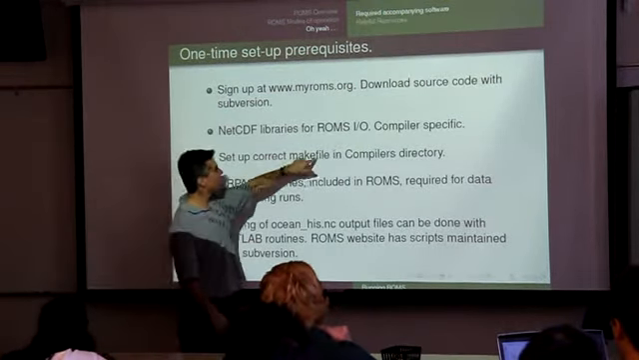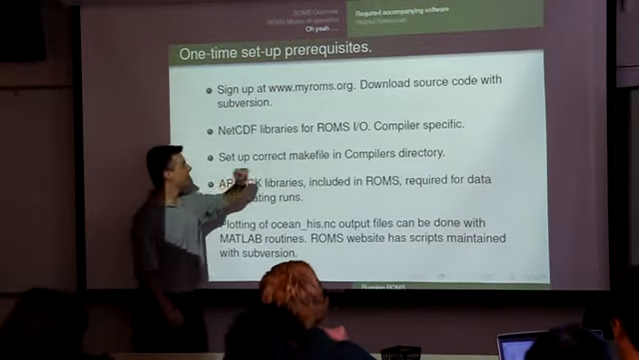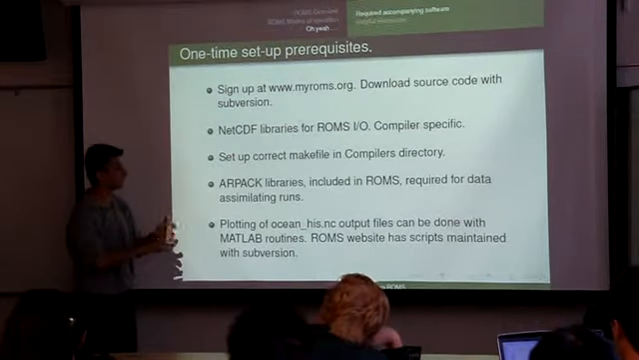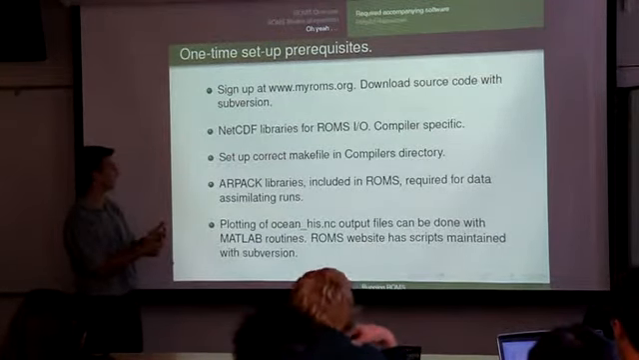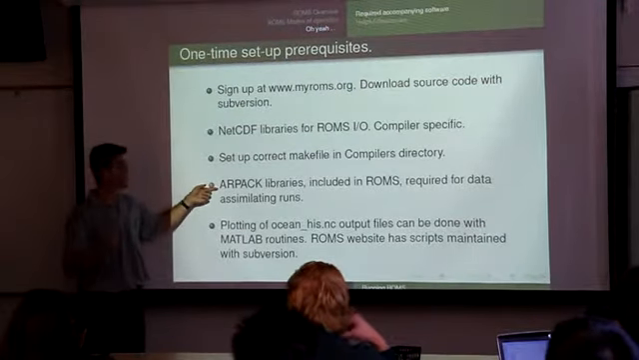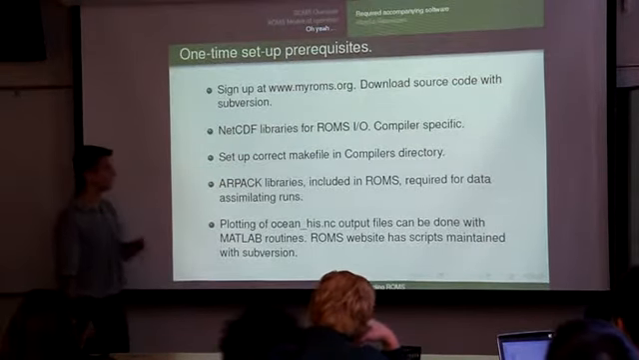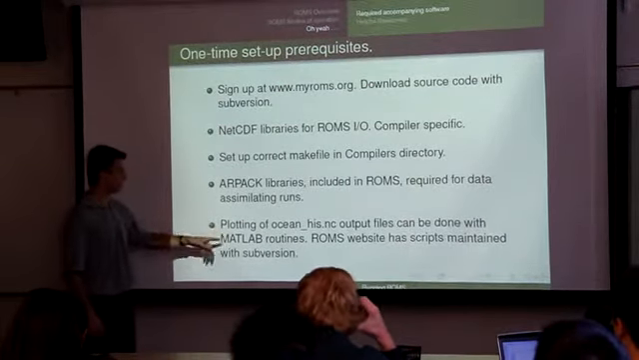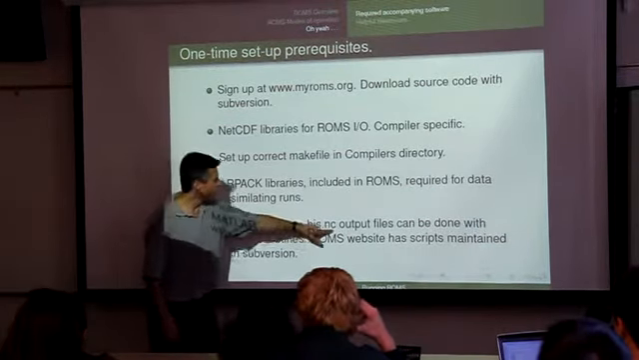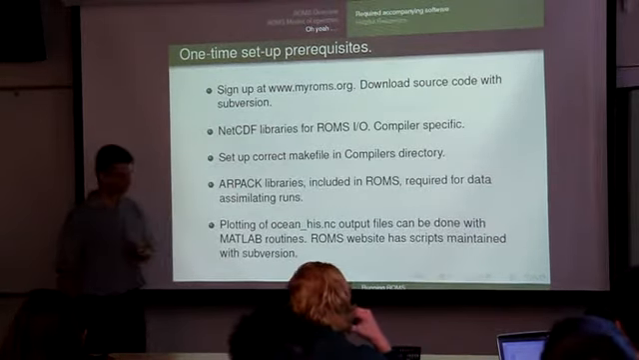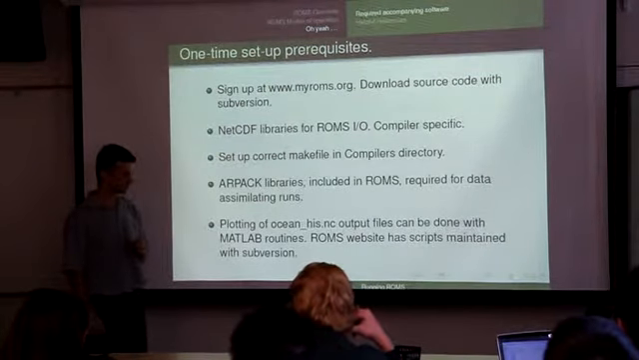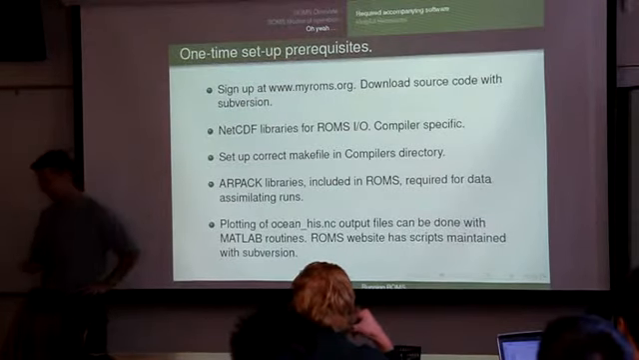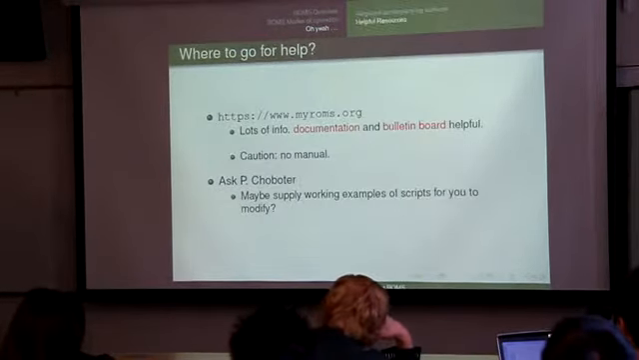You have to play with the compilers directory, and there's a makefile in there where you have to tell it where your netCDF libraries are, and what your compiler is, and all of those things. So that's machine-specific, compiler-specific. If you're doing the data assimilation stuff, there's something else called ARPACK, which you also have to compile these libraries for. And if you're going to plot stuff, there are MATLAB routines. But how do you read these .nc files? They're not text files. They're unformatted files, so it can be a pain to deal with. But you set it up once, and then you've got it.